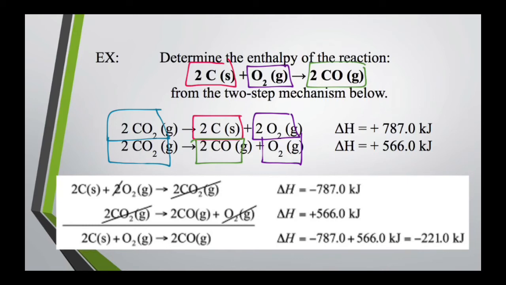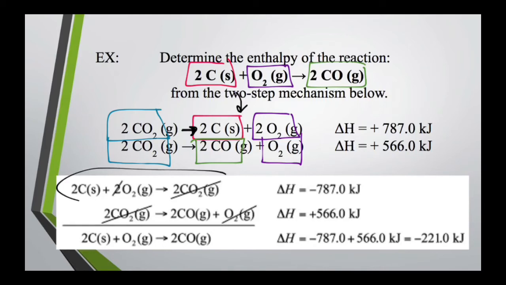So now what I'm looking for, I'm going to go through and get what I need. I need 2 carbons on the reactant side before my arrow here. And if I'm looking at carbons, I actually see 2 carbons right here in my first reaction. The only problem is that they are after the arrow. They're on the product side.